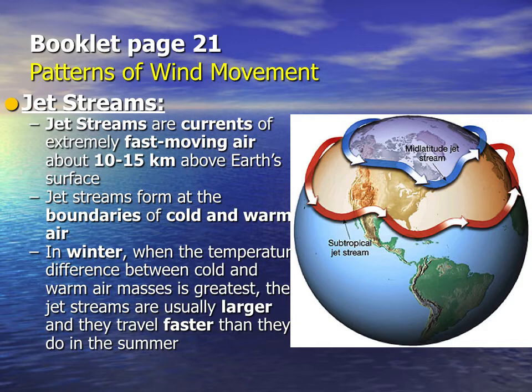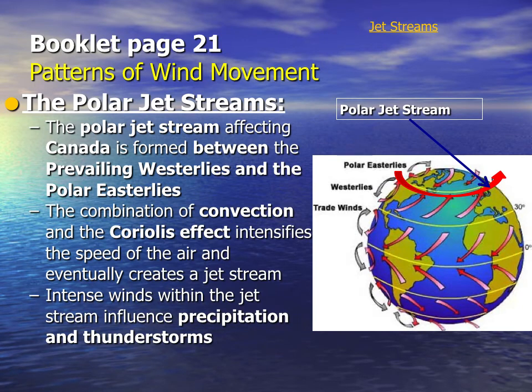We're just running through your notes here. So jet streams form at the boundaries of where that cold and warm air meet. In the winter, when the temperature difference between cold and warm air masses is greatest, the jet streams are usually larger, and they travel much faster than they do in the summer. We're on page 21 now.